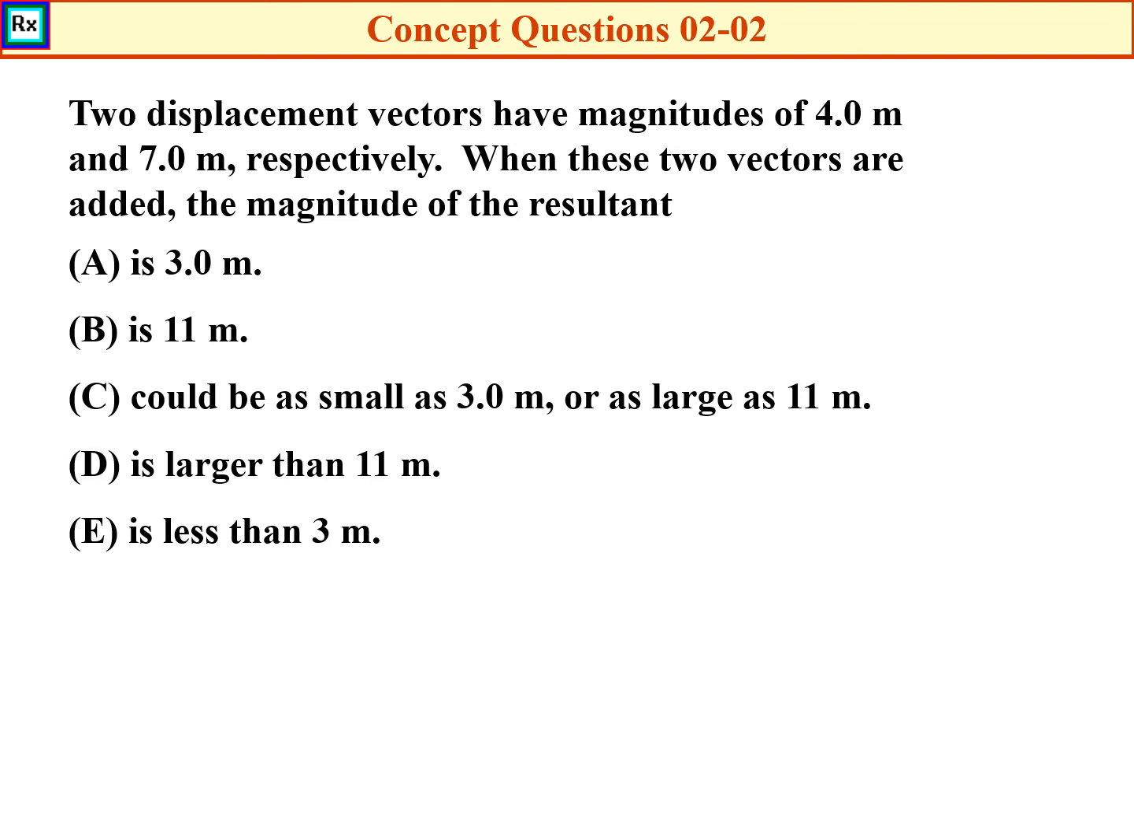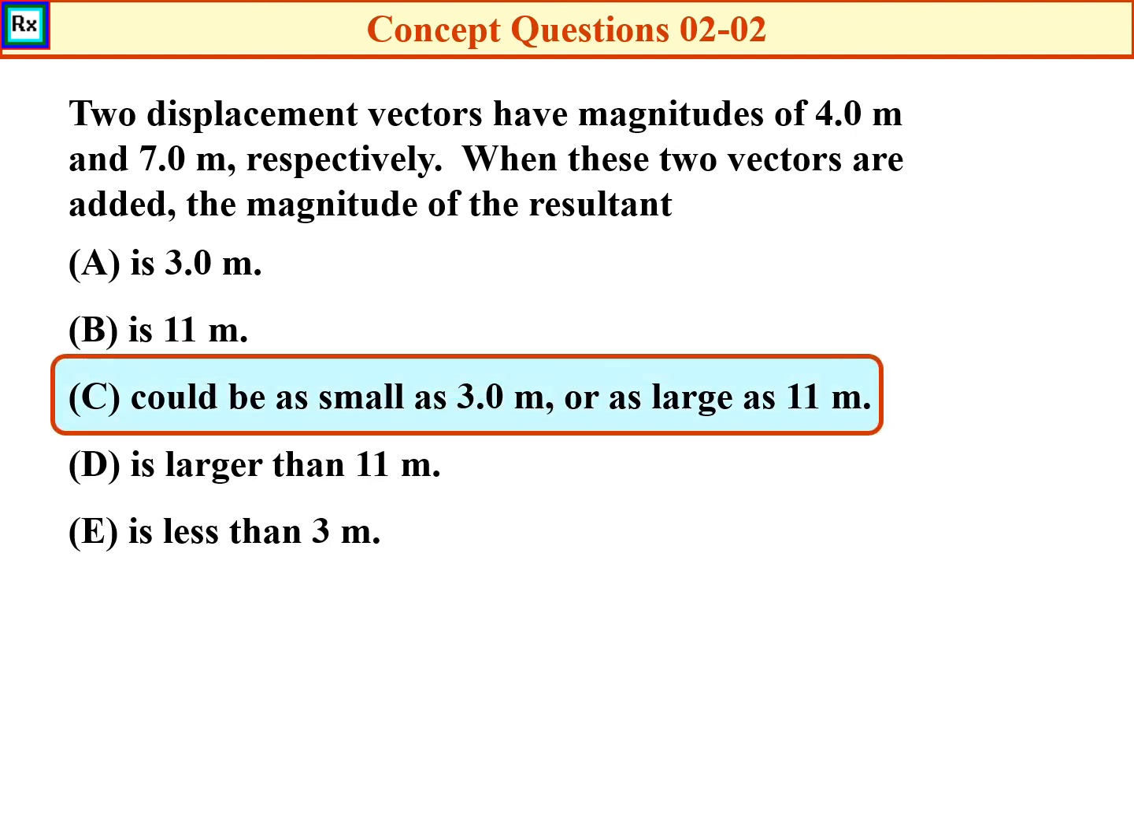When these two vectors are added, the magnitude is a result of what? Now what's interesting about this is we don't know what angle these two vectors are at. So they could be in the same direction, and if they're in the same direction, they're going to be a total of 11 meters. But if they're in opposite directions, it's going to be a total of 3 meters. And if they're at some angle, then they're going to be at some magnitude between 3 and 11 meters.